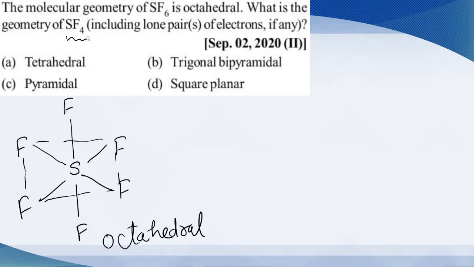Now in SF4, how many bond pairs are there? There are 4 bond pairs, and how many lone pairs? Out of fluorine, 4 electrons are used, and sulfur has total 6 valence electrons. Out of 6 valence electrons, 4 are used. So 2 left unshared. Therefore, there is 1 lone pair. 4 bond pairs and 1 lone pair.